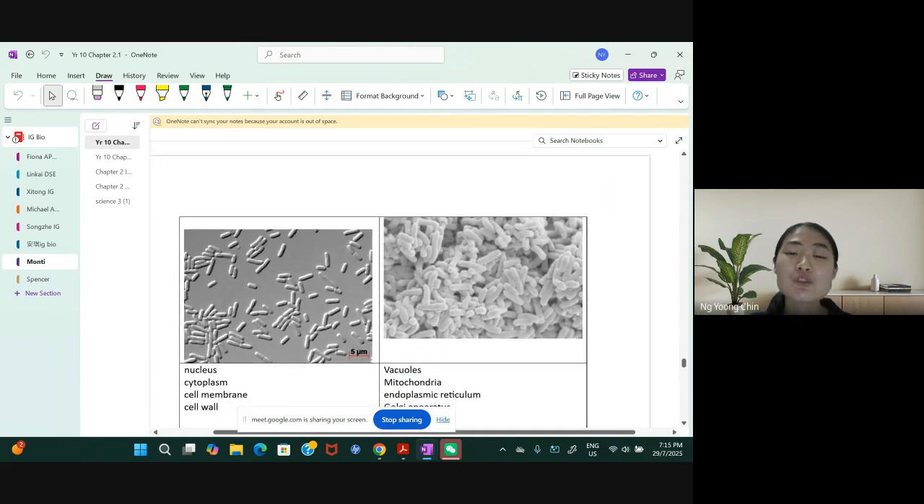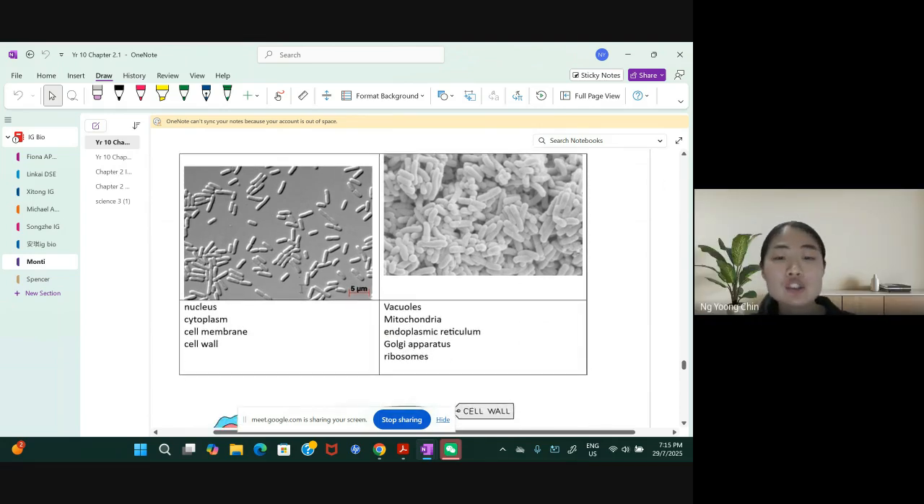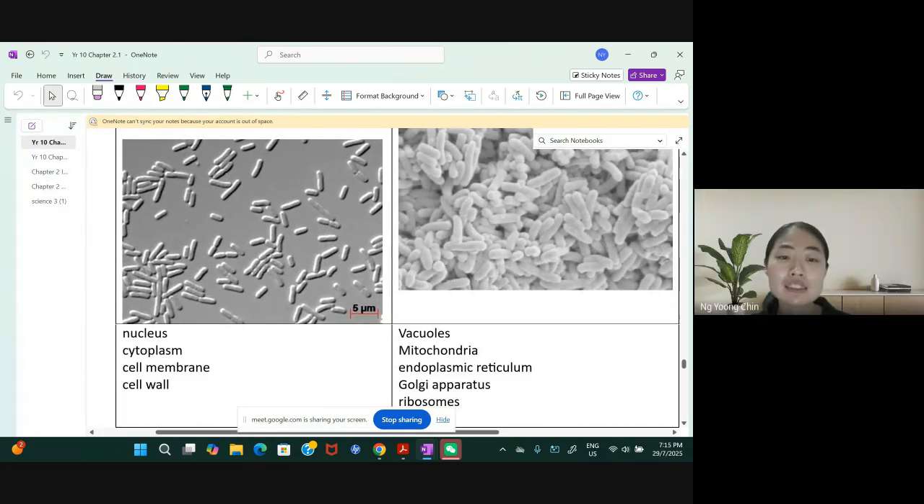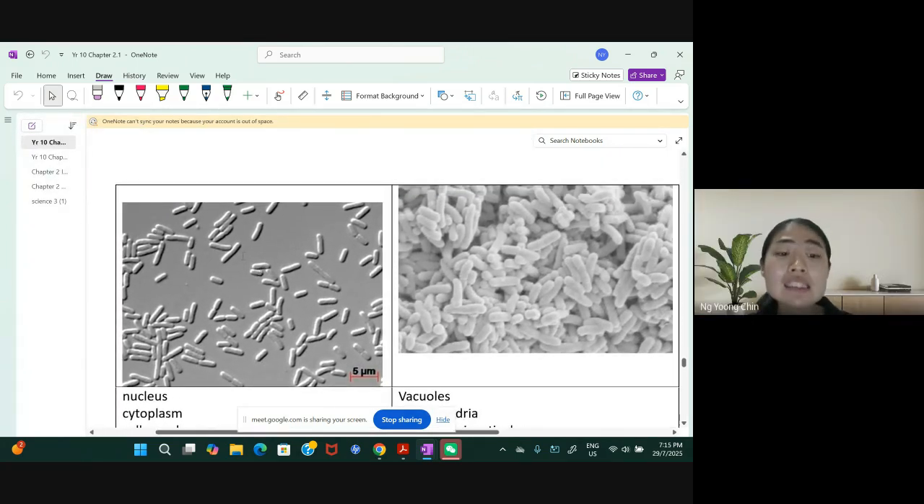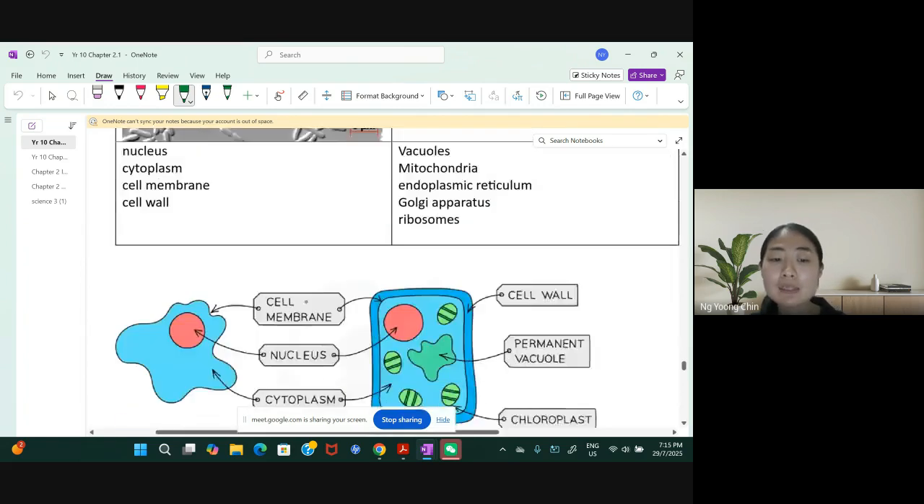Okay, you can see the difference between these two microscopes. If you use a light microscope, the image is just 2D. It's not really very detailed. You just see the outline of it, right? So you just see something like this. You just see the nucleus, cytoplasm, cell membrane, cell wall. Just something like this.